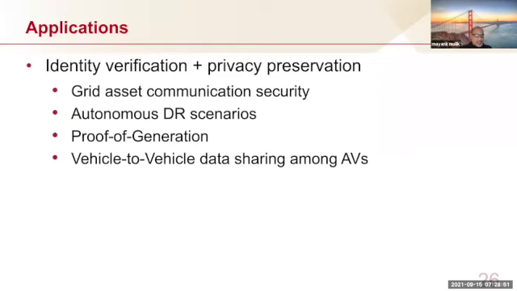Proof of generation: as we have solar panels, deeper penetration of photovoltaics on the distribution network, the grid needs to be aware of how much generation is happening to be able to balance load. And that proof of generation could be signed with the identity of the device that's producing that generation. Vehicle-to-vehicle data sharing in a deep AV scenario, I think that's more relevant to this group. But even beyond energy or the grid, this is not specific to energy. The solution can be implemented for any IoT device, really, where you want to perform identity verification while only keeping one copy of that identity.